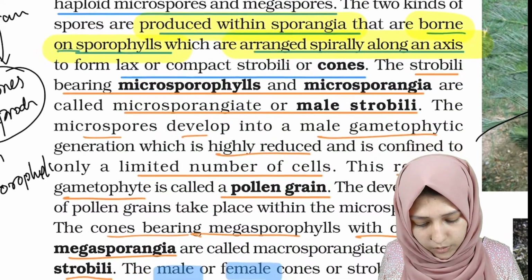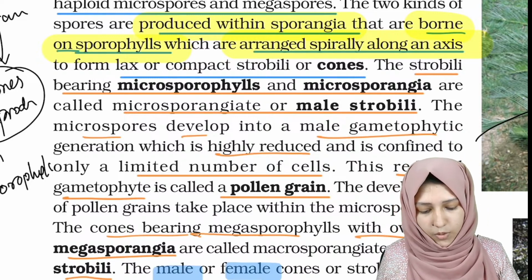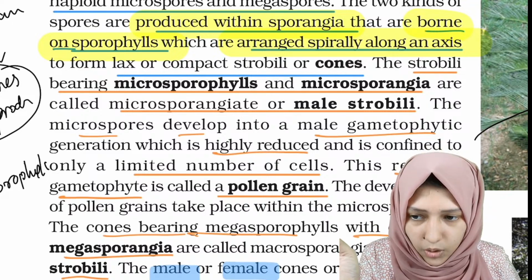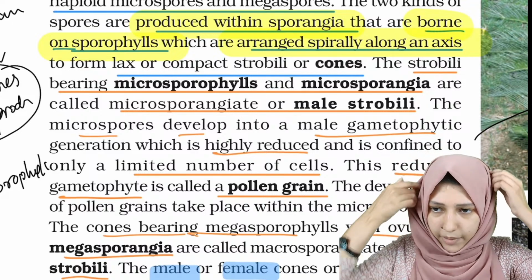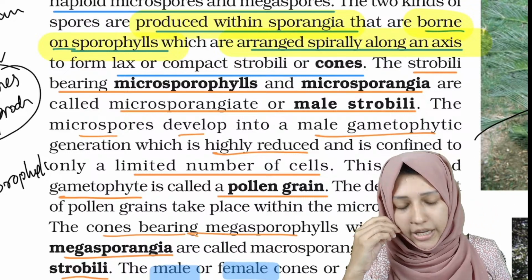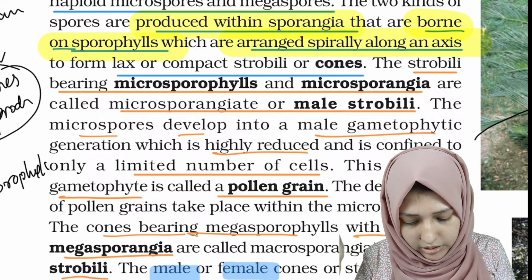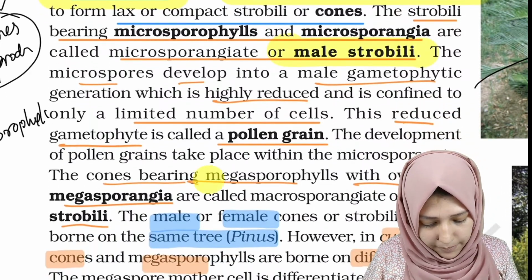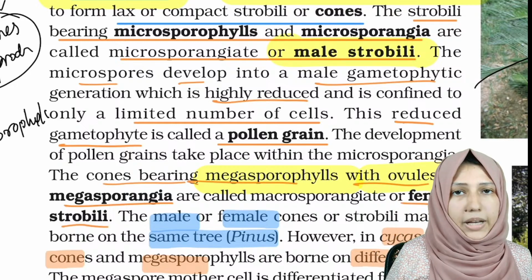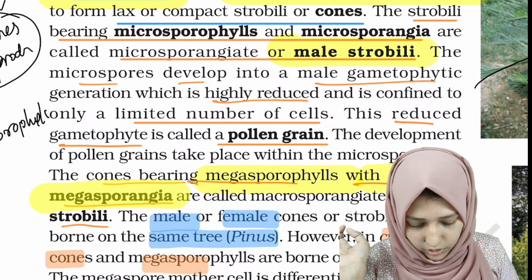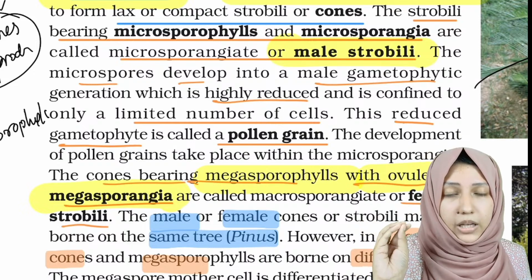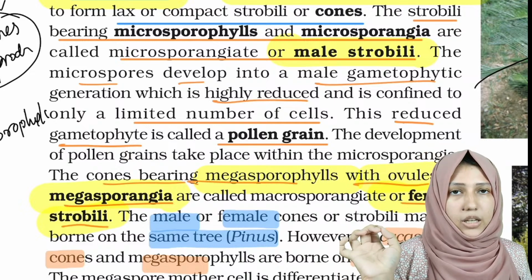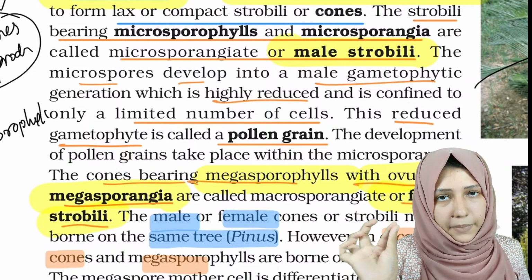Now coming to the strobili bearing microsporophylls and microsporangia, it is known as male strobili or male cones. Micro for male. And if it is having megasporophylls with ovules, megasporophylls with megasporangia, they are female strobili. Micro for male and mega for female.